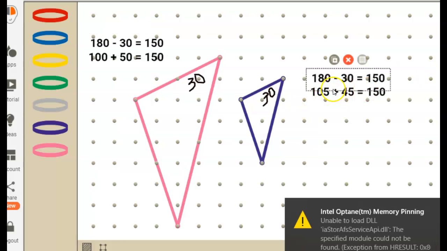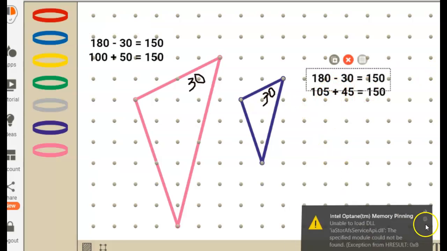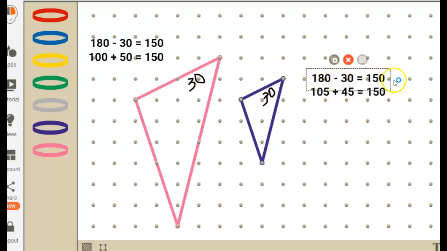And the same thing over here. 180 minus 30 is 150. However, we see 100 plus 50 is 150. So these two angles could be 100 and then 50. And then this says 105 plus 45. Those also equal 150. So this would be 105, 45.